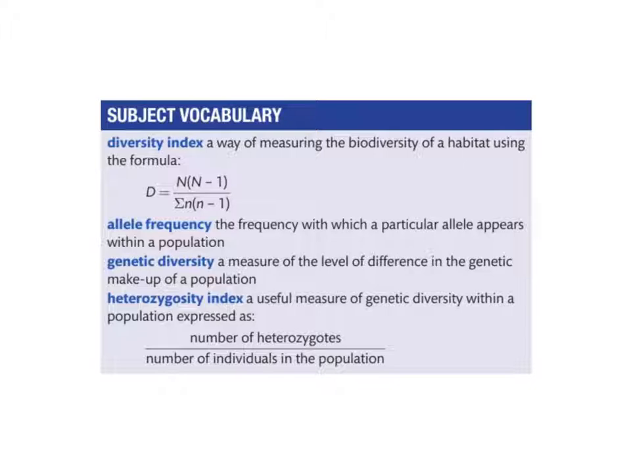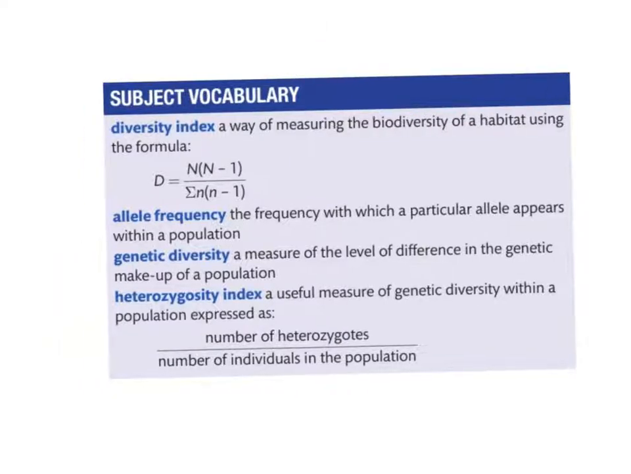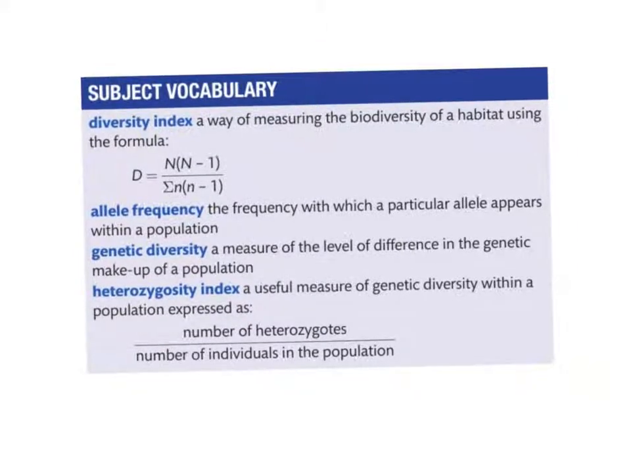We have learned some vocabulary during this lesson. First, diversity index, which means a way of measuring the biodiversity in a habitat using the formula capital N (N minus 1) over the sum of small n (n minus 1). Remember that the capital N refers to the total abundance, the total individuals of all species in an area, while the small n is the number of individuals of each species in the area.